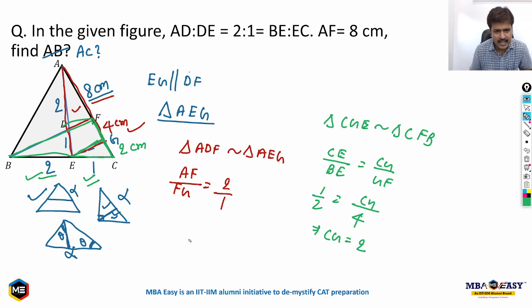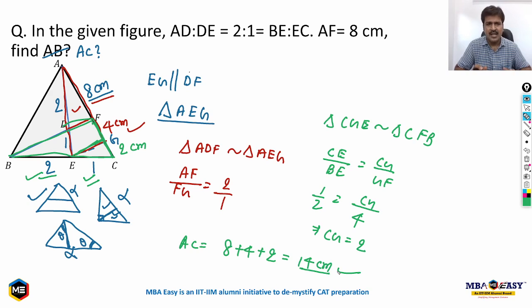Now we know all the dimensions to get to our answer, which is AC. So AC will be 8 plus 4 plus 2, and this is how much? 14 centimeter. Very beautiful question. A very easy question, a question which you can do orally if you know how to complete the figure. If you can sense that, and that sense, that instinct will become sharper only when you practice enough.